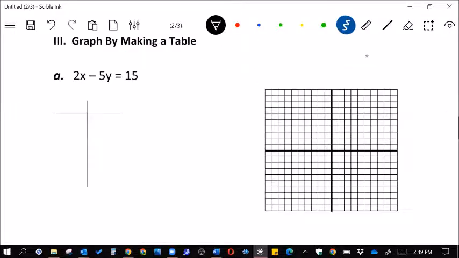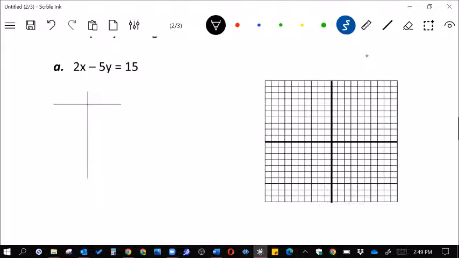Let's make a table. So for a table, we have a number of choices of what numbers to put in. You should always put at least 3. So I want to graph this. 0 is always a great number to use, but let's use a couple of other numbers. I'll go up above it with, say, a 2, and down below it with, say, a negative 3. Just come up with something.